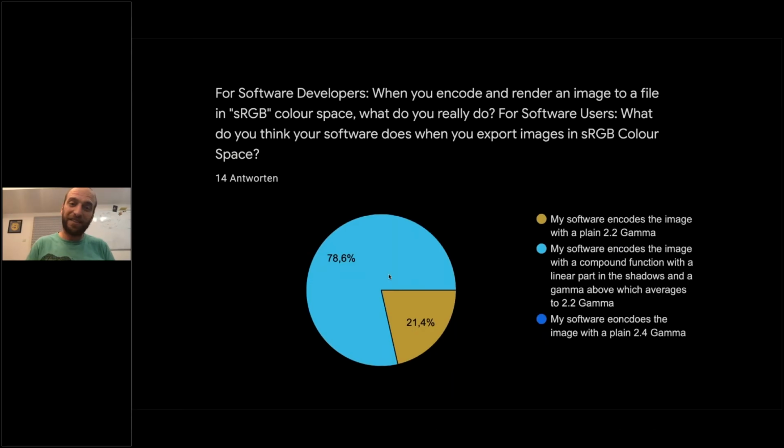Now let's look at the encoding side of things. For software developers, when you encode and render an image to a file in sRGB color space, what do you really do? And for the users of software, what do you think your software does when you export images in sRGB color space? Well, 20% said, I expect my software to use a plain 2.2 power law, and the rest said, I'm programming my software to use the compound function. And there was one saying that it uses a 2.4 gamma function. Okay.